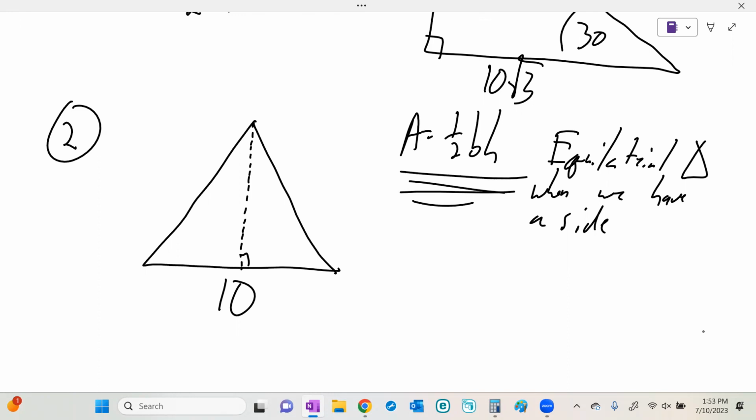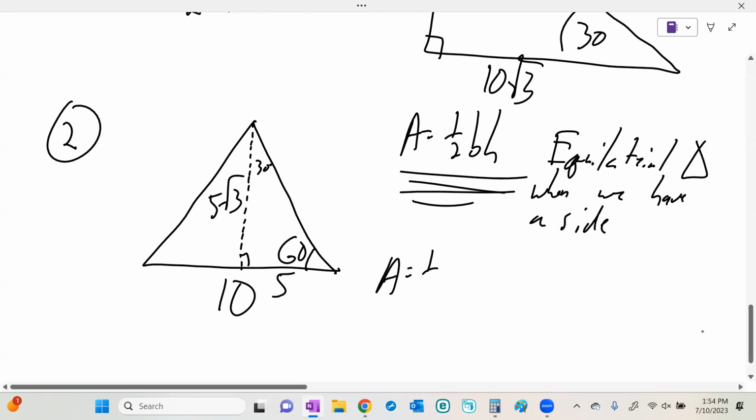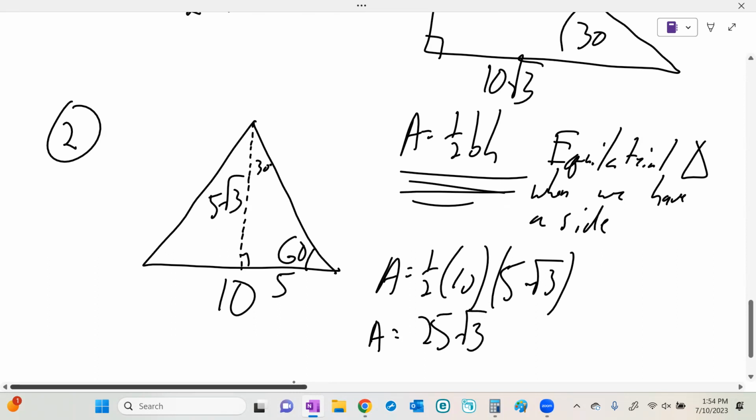If this is an equilateral triangle, what do all 3 angles in an equilateral triangle have to be? So this is the 60, making this little one the 30. If this whole thing is 10, that's 5. What's now the height of this whole thing? 5 square root 3. And now we could just do this. 1/2 of 10 times 5 square root 3. We don't even need the apothem thing. We just do like a normal old triangle. 25 square root 3.